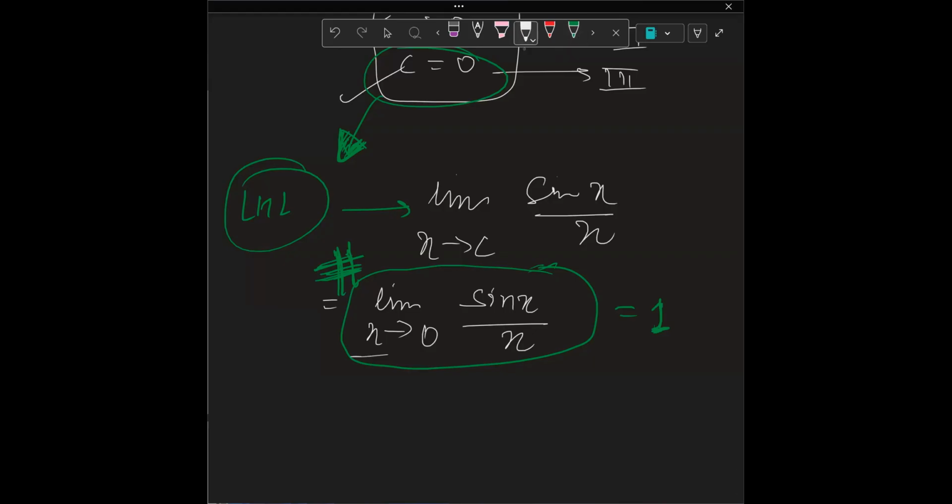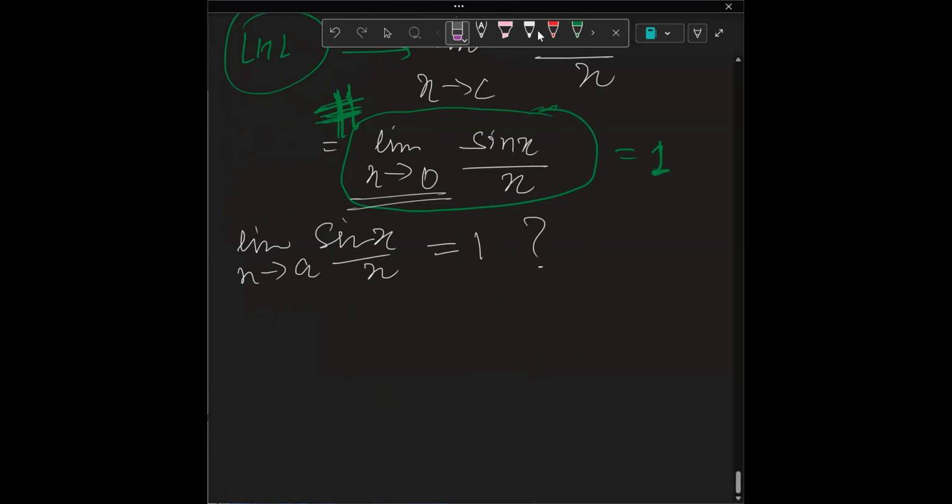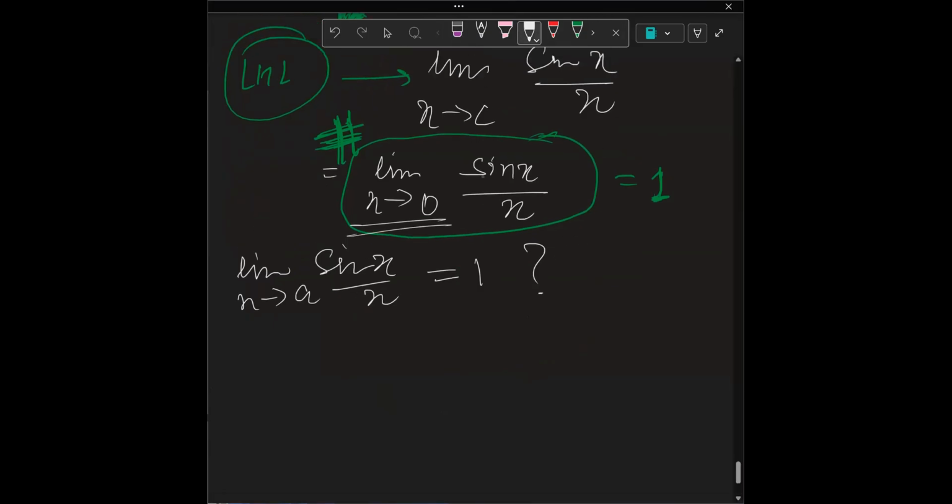And please focus on this limit also, because it happens many times, like if you're having some other limit, sin x over x, so is it equal to 1 or not? Can I do it like this? Is it equal to 1 or not? No, sir. Why no? Because only when limit x tends to 0, then it will be 1.